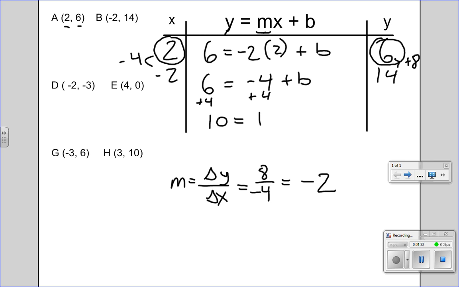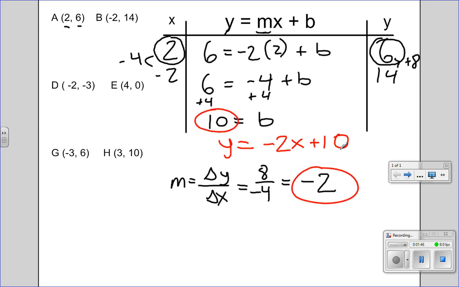So b equals 10. Then I just rewrite my final equation as y equals, m is -2, so y = -2x + 10. The goal here is to solve for m and b, and then plug those back into the equation.